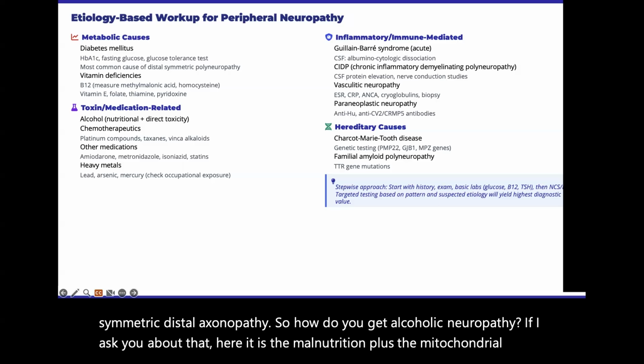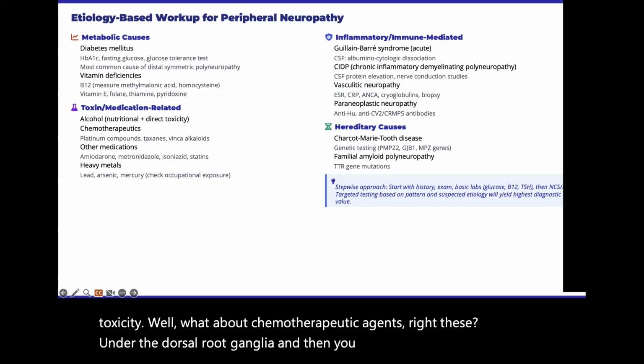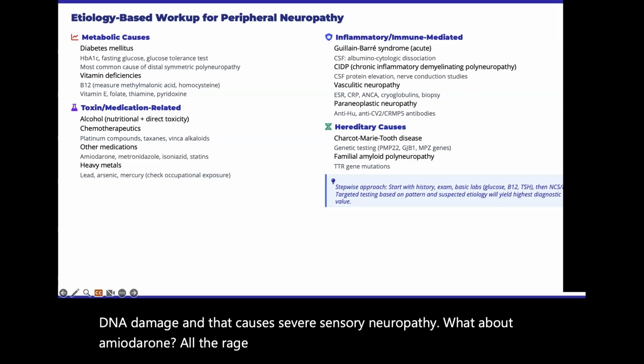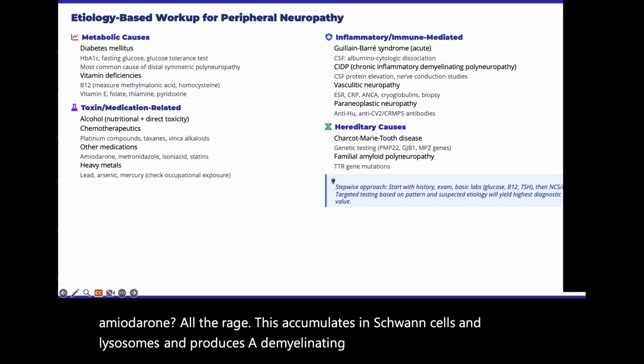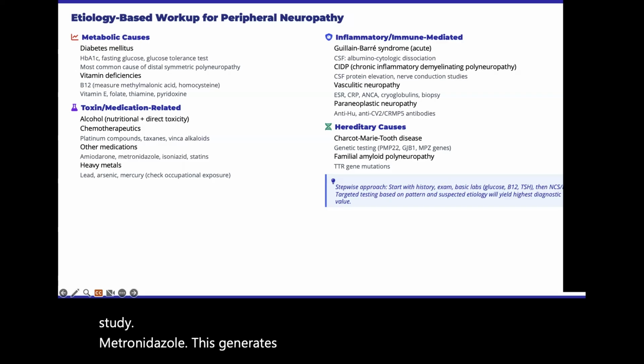Well, what about chemotherapeutic agents? These injure the dorsal root ganglia, and then you get microtubule disruption and DNA damage, and that causes severe sensory neuropathy. What about amiodarone, all the rage? This accumulates in Schwann cells and lysosomes and produces a demyelinating picture on the nerve conduction study. Metronidazole, this generates free radicals and impairs the mitochondria, which can injure the axon.